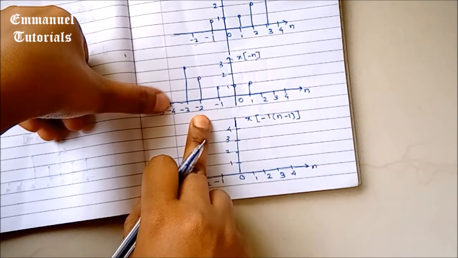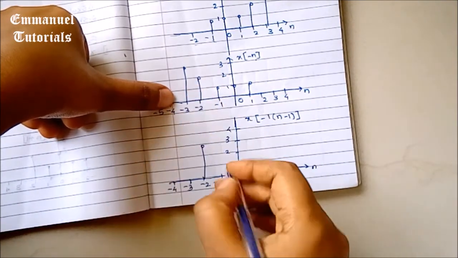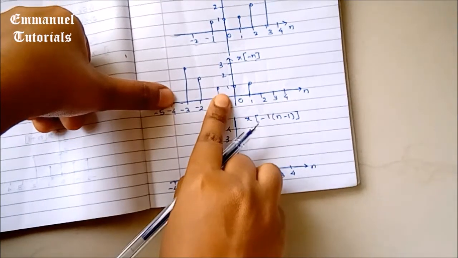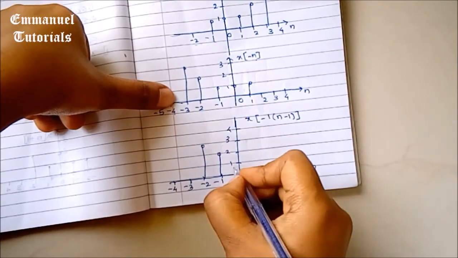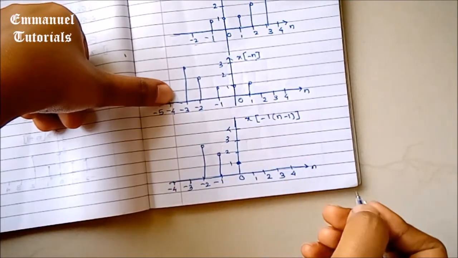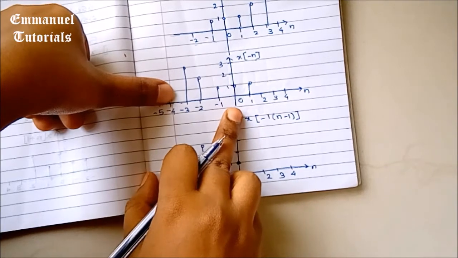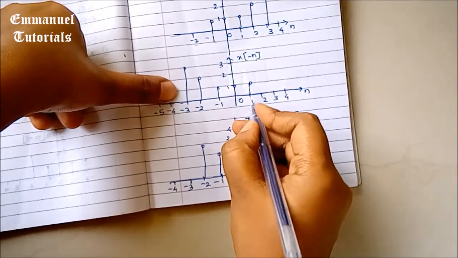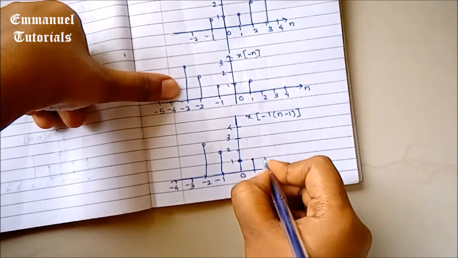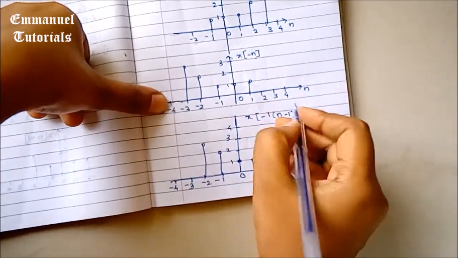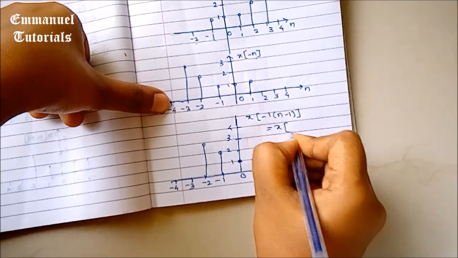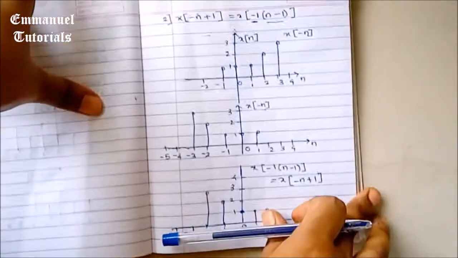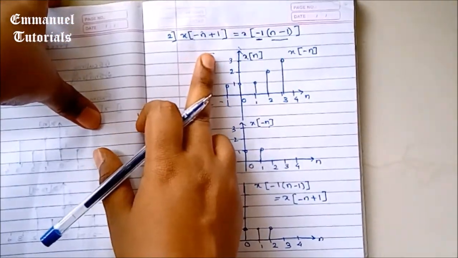At -2 we have the amplitude as +2. So here it will be at -1. At -1 the amplitude is +1. So here at 0 we'll have the amplitude as +1. And similarly at 0 it's again +1 and at 1 it's +1. So this is the resultant signal, which is equivalent to x of -n + 1, which was the original expression.